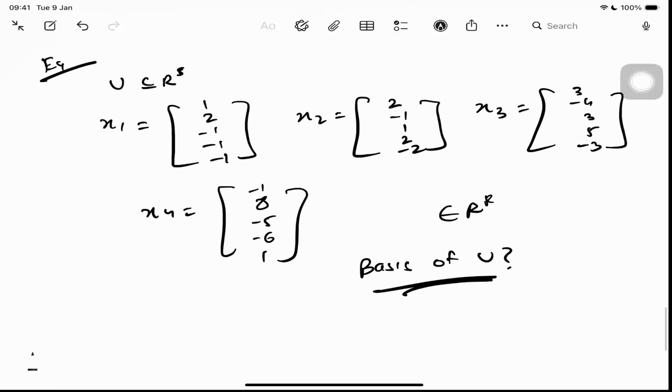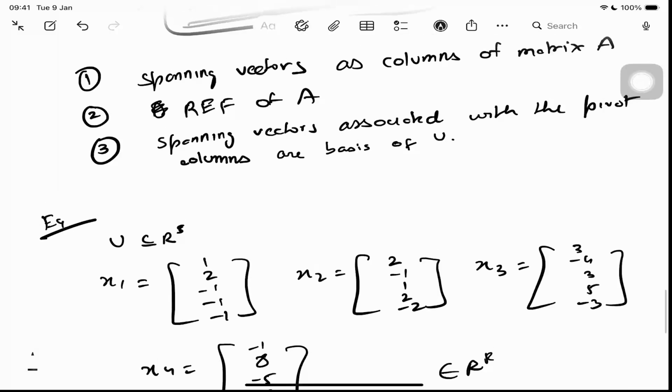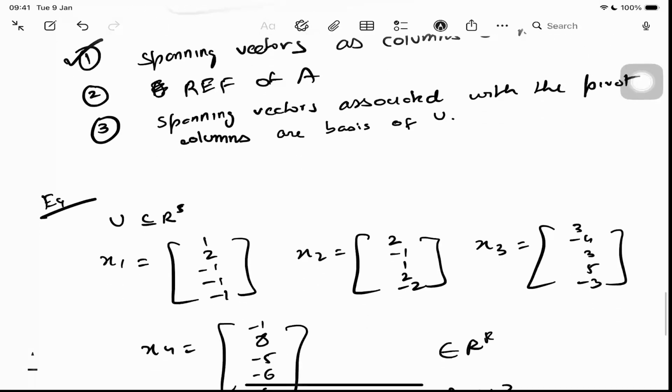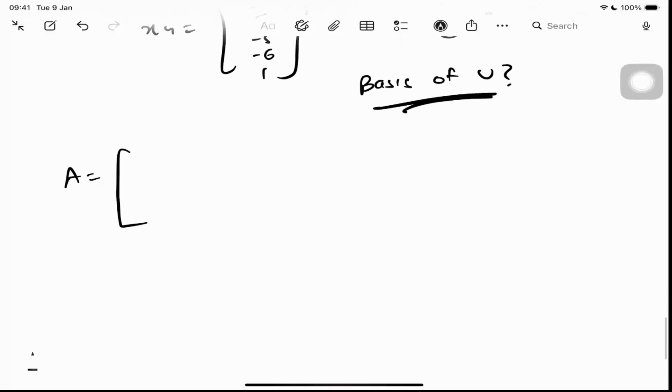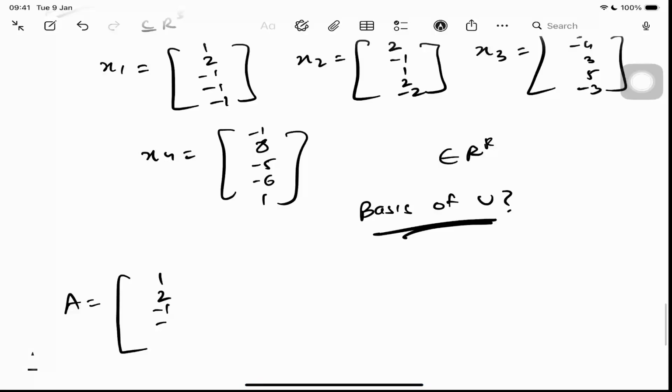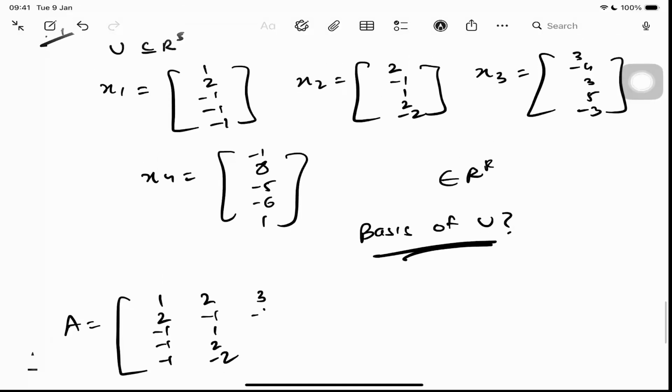So for this, we'll follow the steps. According to the first step, spanning vectors, these are vectors, and we'll write them as columns of a matrix A. So I have my matrix A, which I'll write as 1, 2, -1, -1, -1, 2, -1, 1, 2, -2, 3, -4, 3, 5, -3, and -1, 8, -5, -6, 1.